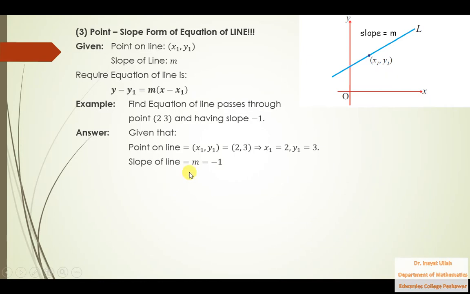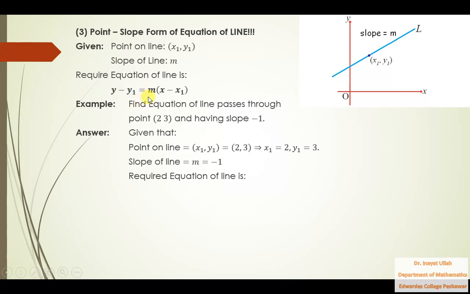Secondly, we are given the slope, and slope is denoted by m. Look here, the slope of a line is denoted by m. So m is given to us as -1. So the point is given to us as 2, 3, and slope m is given to us as -1. We need to find the equation of line. So the equation of line is this one.